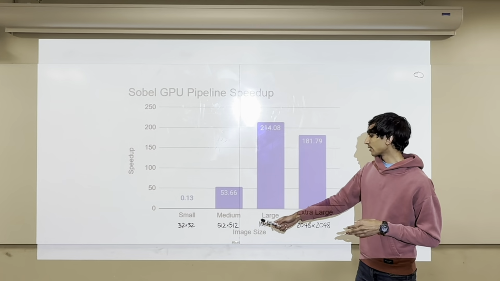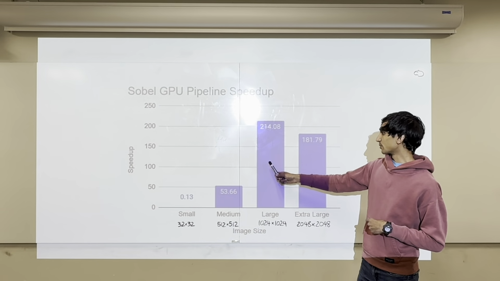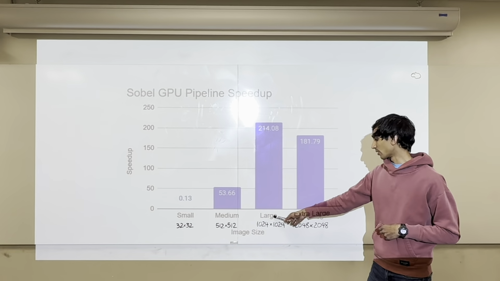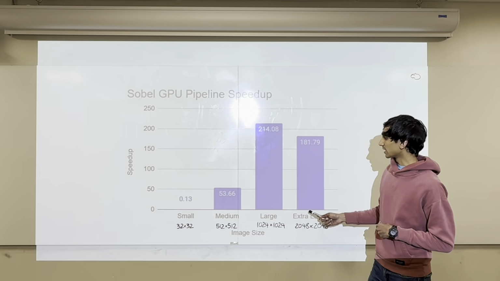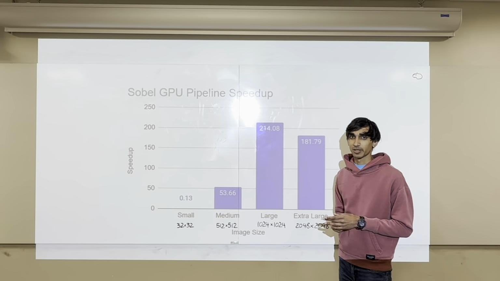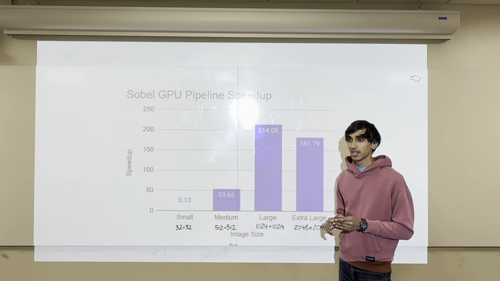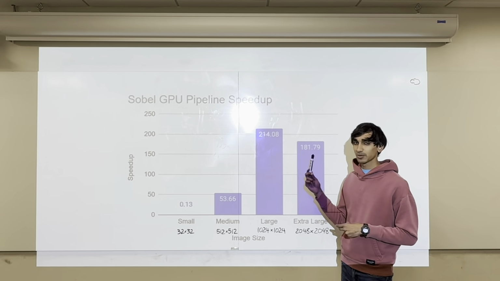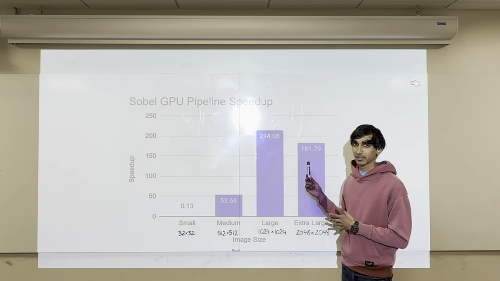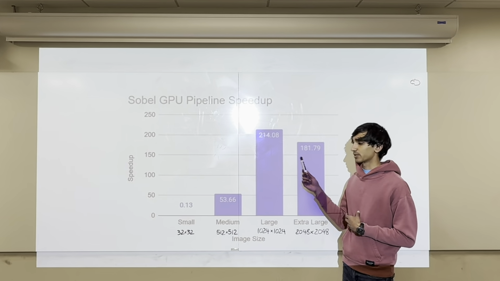And also another key observation is that the speedup actually decreases when we go from large to extra large, and that's also because of the 3 by 3 versus 5 by 5 difference. Because we're doing much less computation, the GPU is more bounded by memory than the actual computation itself, which is why we have a decrease here.